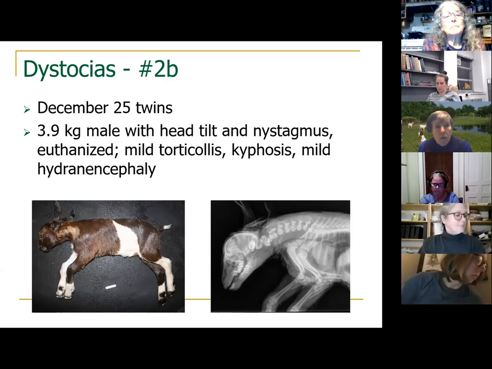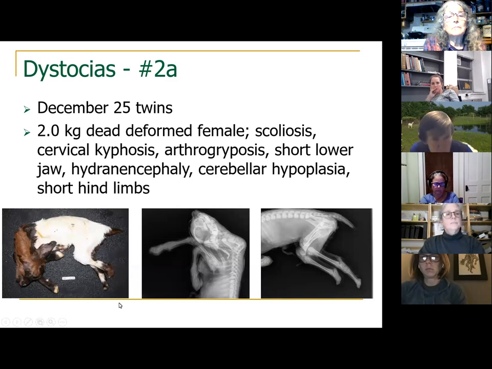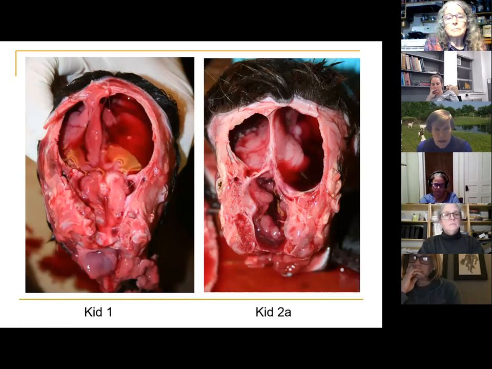And its twin was a little bigger and was delivered alive. It had a head tilt. It had eyeballs that flickered up and down, indicating a neurologic problem. It had a mild twist to its neck. I've got to go back to where he was. It had kind of messed up vertebrae here that weren't completely attached to the skull, and a lot of fluid where the brain should have been. It wasn't a very smart lamb because it did not have most of its brain. So it didn't have a good prognosis, even if the owner had tried to nurse it along.